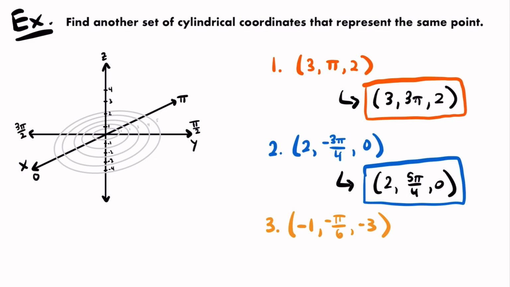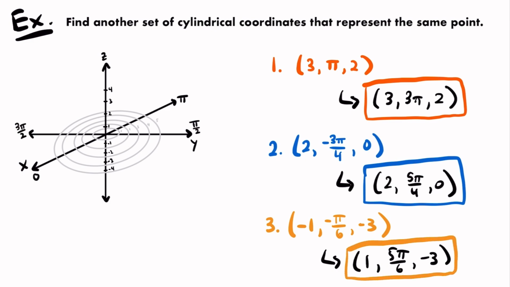Something else that we can do is negate the radius and then add pi to the angle. Or really, you could add any odd number of pi's to the angle. But I'm not going to make it more complicated than it needs to be. Why add 3 pi when you can just add pi? So an equivalent set of cylindrical coordinates here would be positive 1, 5 pi divided by 6, and then negative 3. You don't change the z-coordinate, that stays the same. That is another set of cylindrical coordinates that represents the same point.